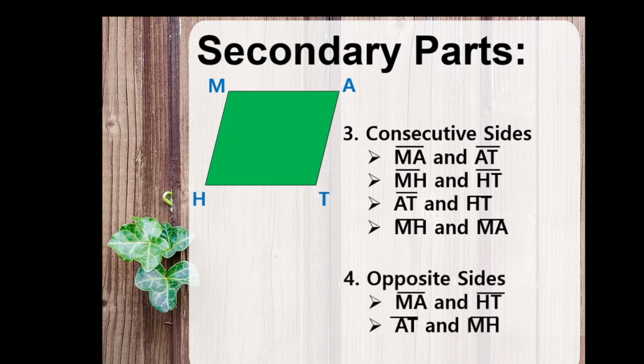Next is the opposite sides. When we say opposite sides, these are sides which do not share a common part. So we have segment MA is opposite segment HT, while segment MH is opposite segment AT. So we have 4 pairs of consecutive sides and 2 pairs of opposite sides.